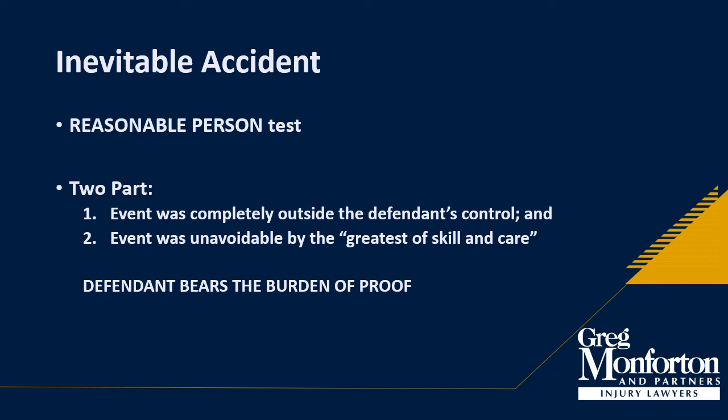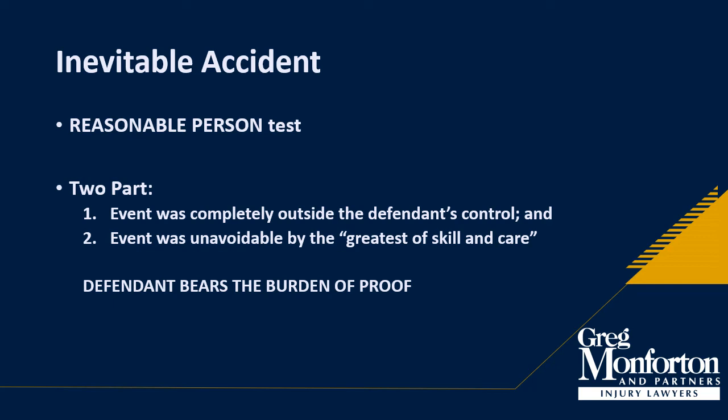Now, inevitable accident is basically defined as an occurrence that is not avoidable by any steps or precaution that a reasonable person would be expected to take. And remember, the key here is reasonable person. It is not enough to say there was nothing this particular defendant could have done. The court will look at whether or not the accident could have been avoided by a reasonable person. The test that the court looks at has two parts to it.